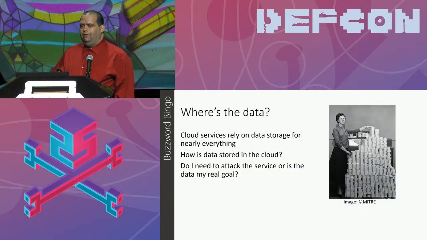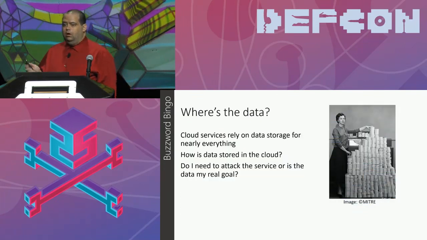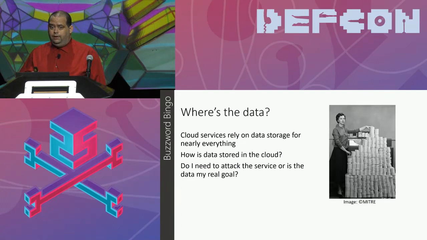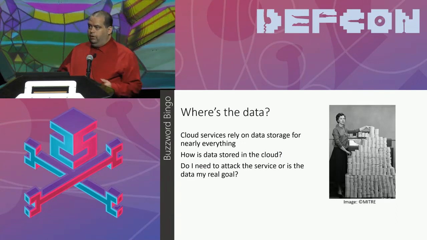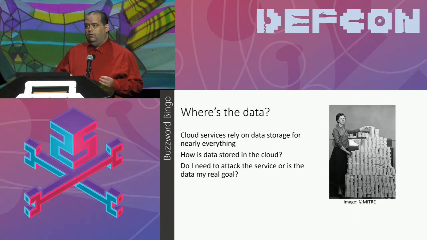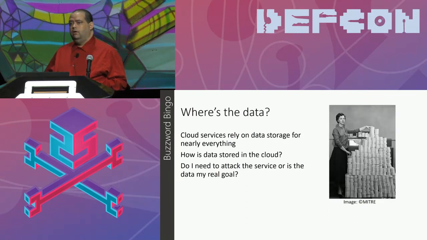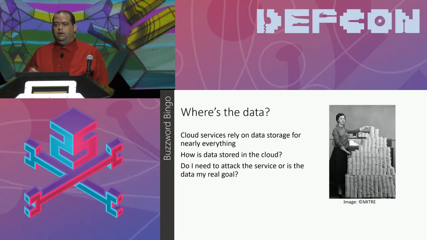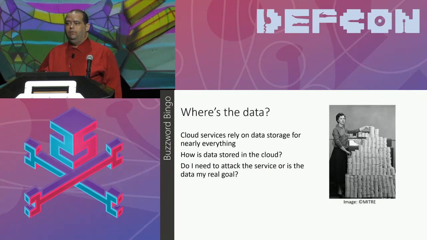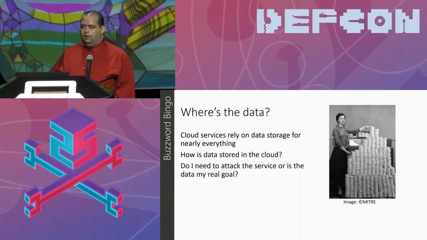But the real important question is, where's the data? All cloud services rely on some type of data storage for nearly everything, whether it's a bucket or a storage account. When you have a virtual machine or a service, it's writing that data to an account that you can access with just a storage key or API key. You might not need to attack a virtual machine at all if you can just dump the drive for that machine out of a storage account and pull what you need out of it.